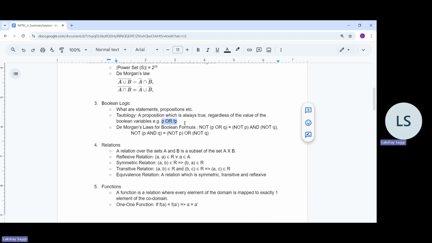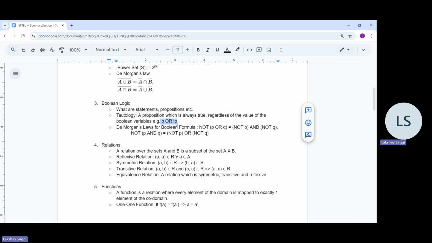And why is this a tautology? Suppose P takes the value true, then true or not true will always evaluate to true because in our function, if any one of the arguments is true, then the whole function evaluates to true. Similarly, if P was false, then not P becomes true, and then again this whole P or not P becomes true. So that's why this is a tautology.